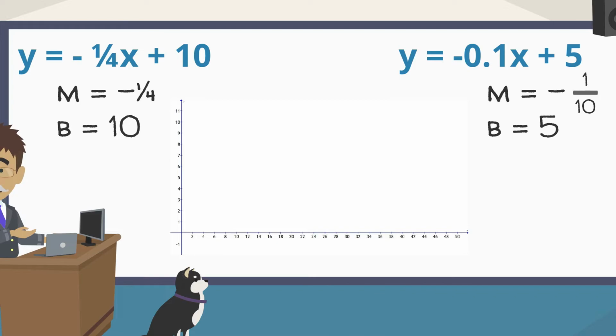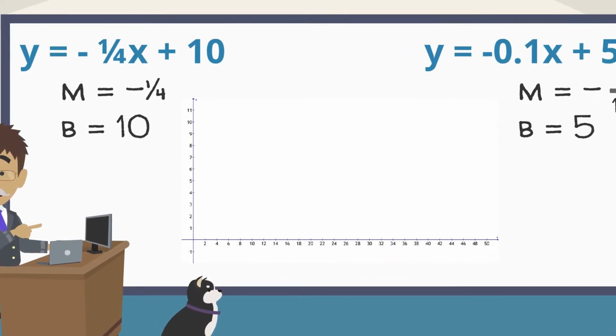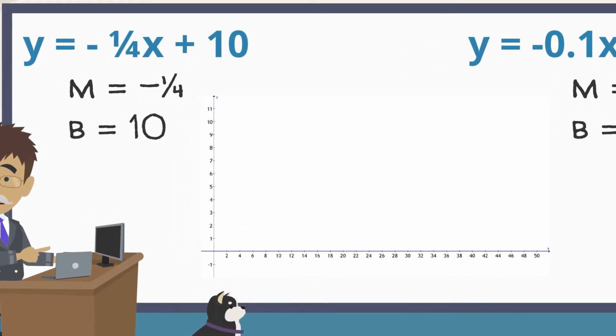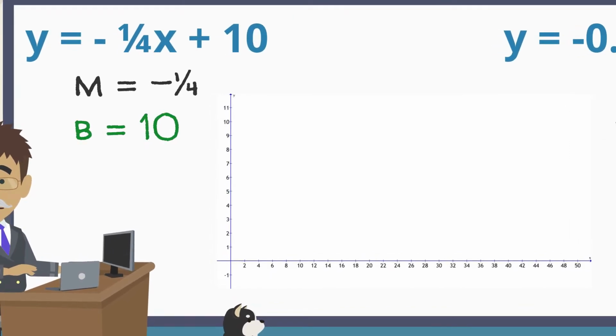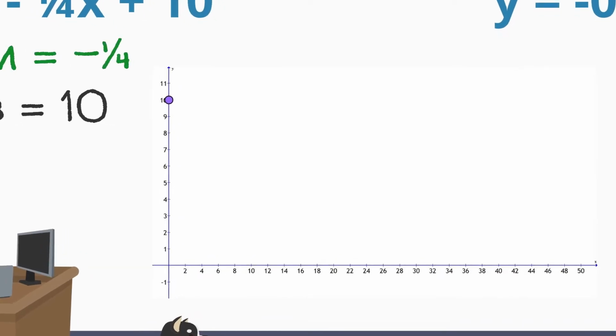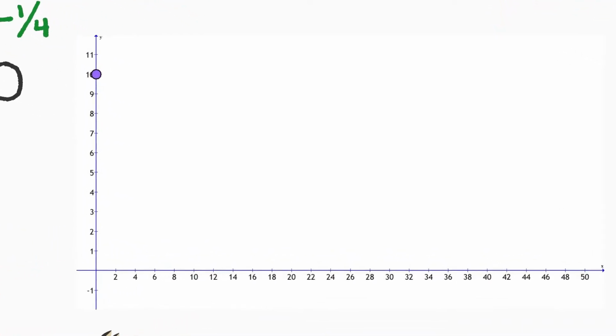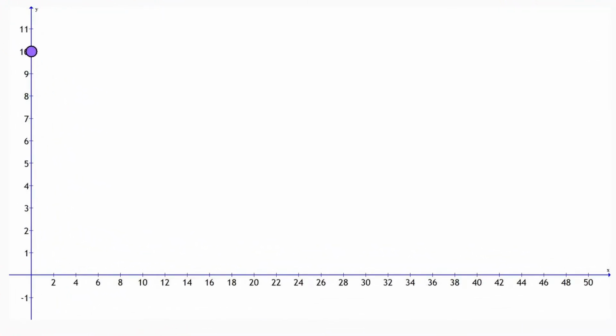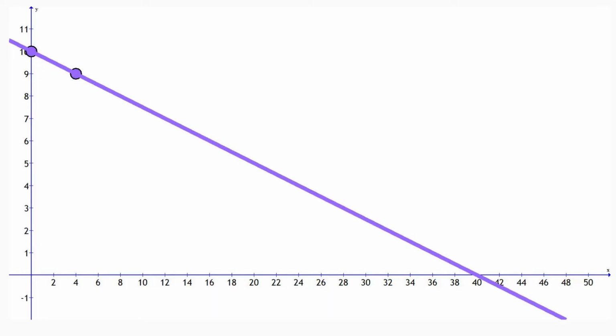Using slope-intercept form to graph the function y equals negative 1/4 x plus 10, I plot the y-intercept, positive 10. Then I use the slope, negative 1 over 4, to generate the next point. This slope means the next point is down 1 and to the right 4. Plotting a second point and then drawing a line gives this purple graph.